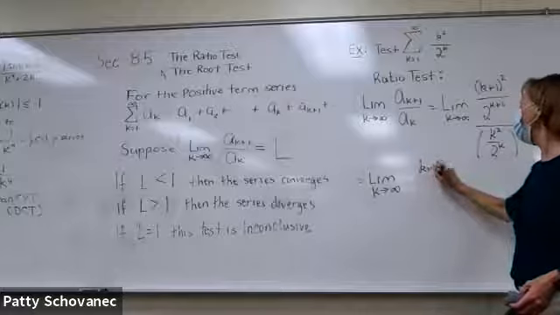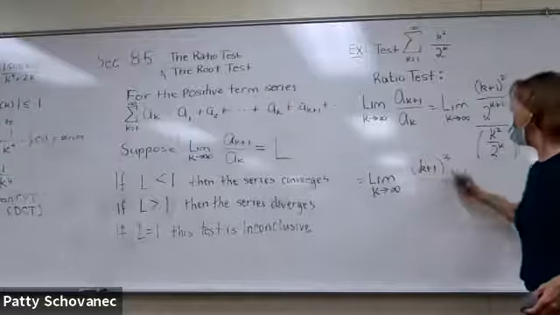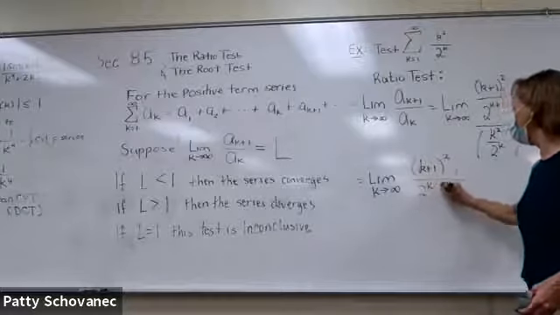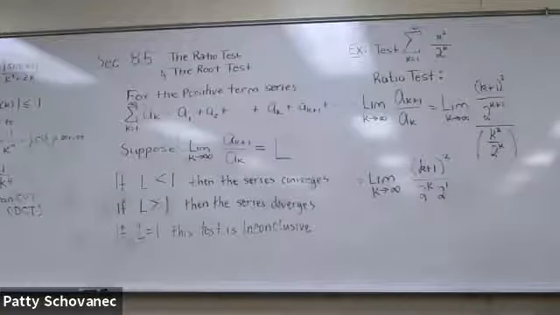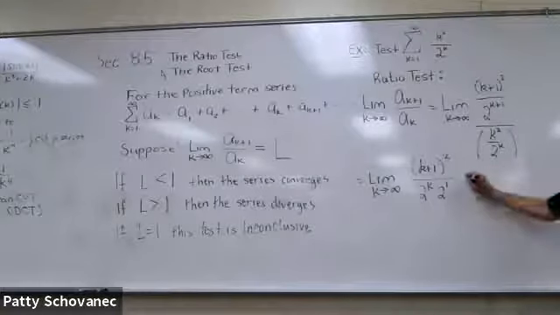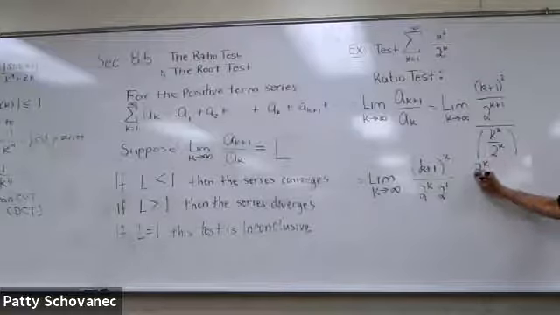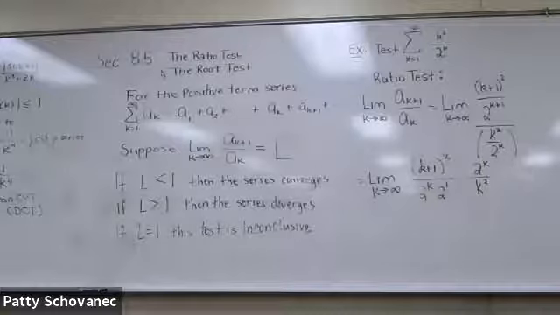We'll leave this in factored form. I'm going to write that as 2 to the k times 2 to the 1. And then I'm going to flip and multiply with the 2 to the k up here and the k squared here. So really only one term cancels, but it's the biggie, the 2 to the k.